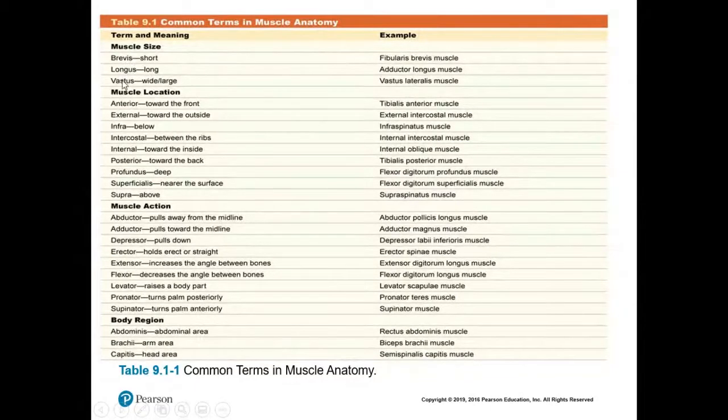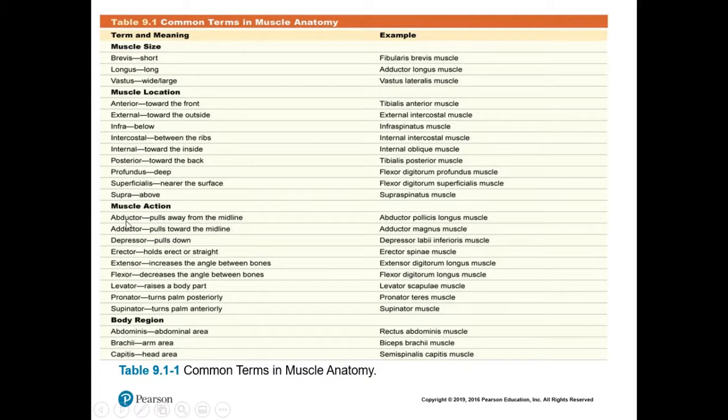But brevis, longest, vastus, right? Brevis is short, longest is long, vastus would be wide. You know these, right? Anterior, external, infra is below, right? Supra would be above. Intercostal is between the ribs, internal is inside, obviously. Posterior is back, profundus is deep. Superficial, you know what that is. It's close to the skin. Supra is the opposite of infra.